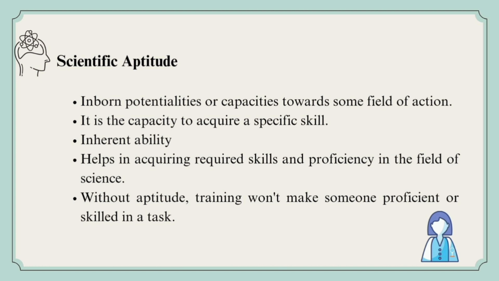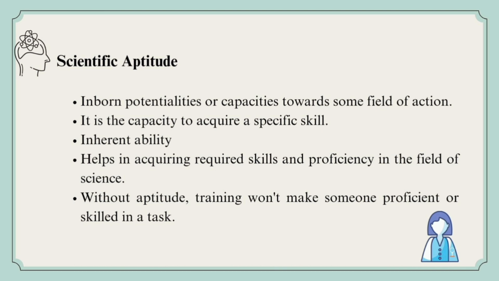Aptitude refers to an individual's inborn potentialities or capacities towards some field of action. Aptitude is not a specific skill, rather it is the capacity to acquire that specific skill. If an individual has no aptitude for a particular type of work, he or she will not be skilled or proficient in that task in spite of training given to him or her. And scientific aptitude is the inherent ability in the field of science which helps in acquiring required skills and proficiency in the field of science.